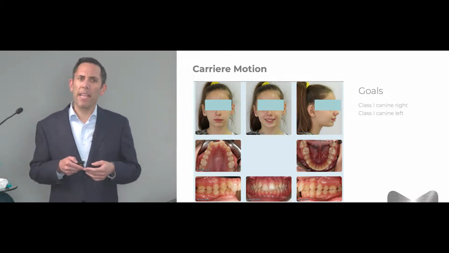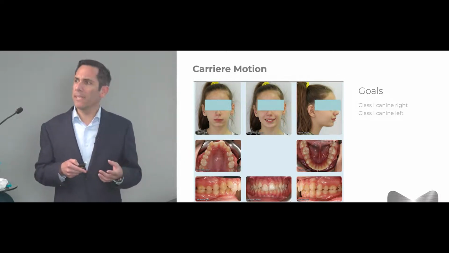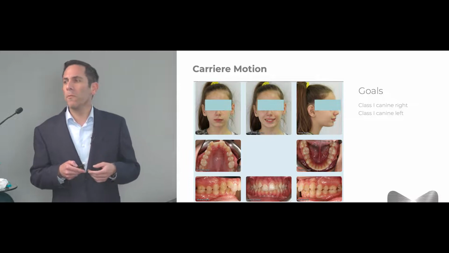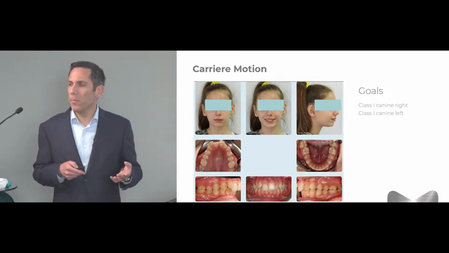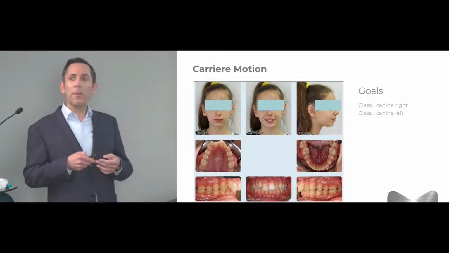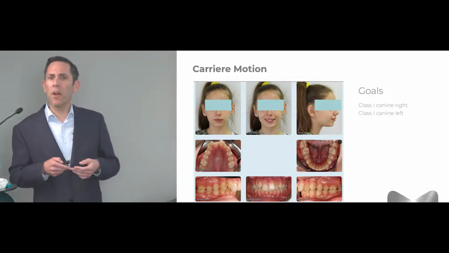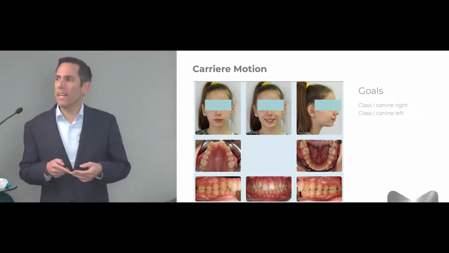And so the treatment plan here was going to have a Carrière Motion appliance to start with, and then move on to a fixed appliance or an aligner treatment for the second phase. So I'm going to set up goals here, which are going to be class 1 canine, right and left.